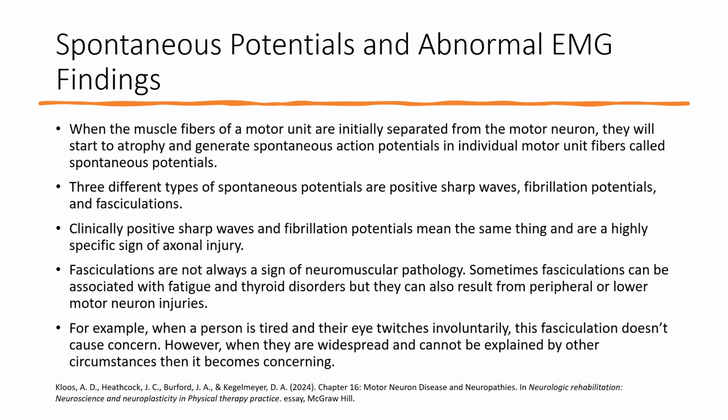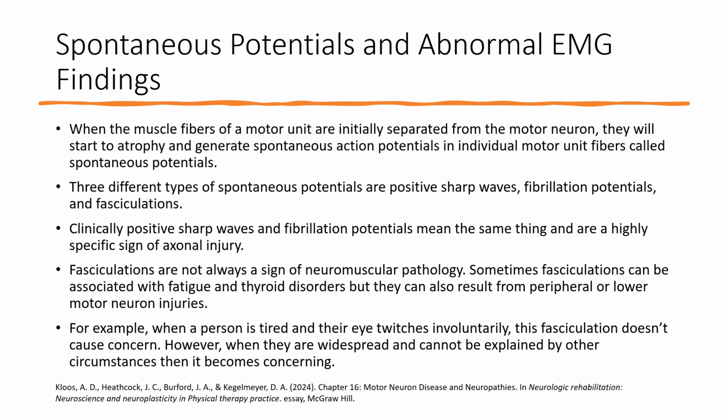Clinically, positive sharp waves and fibrillation potentials mean the same thing and are highly specific signs of an axonal injury. We can look at positive sharp waves and fibrillations as kind of like a warning beep that indicates a muscle fiber is no longer receiving a proper signal from its nerve. Fasciculations are not always a sign of neuromuscular pathology.